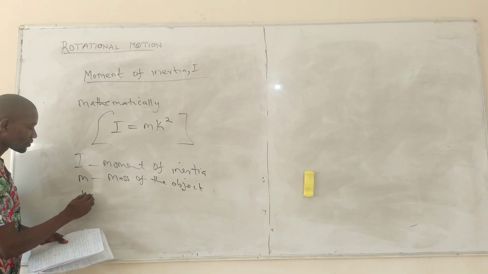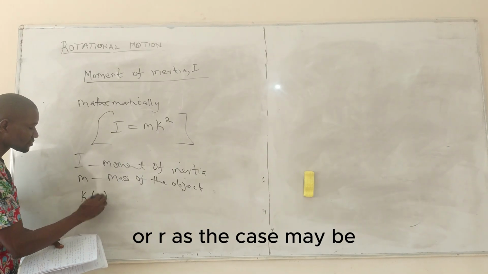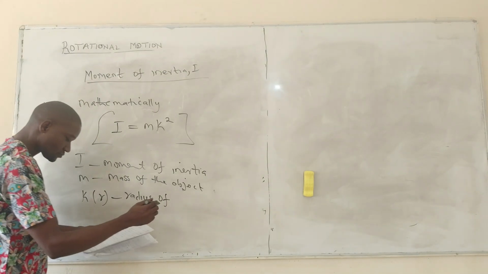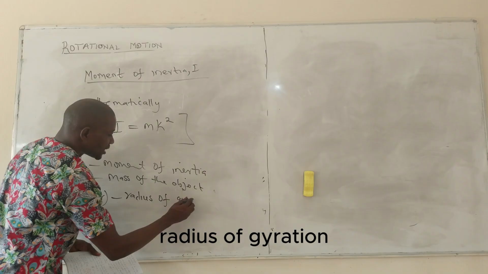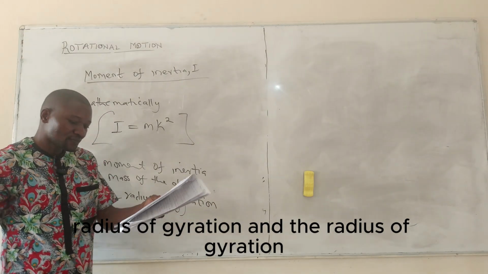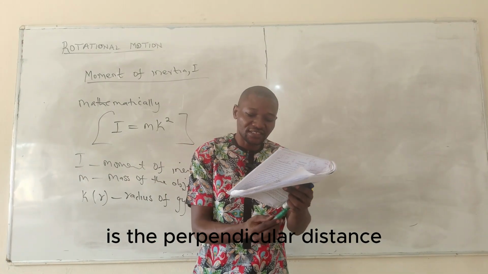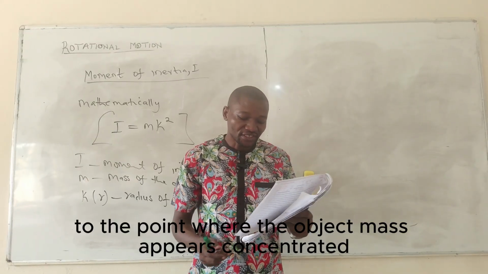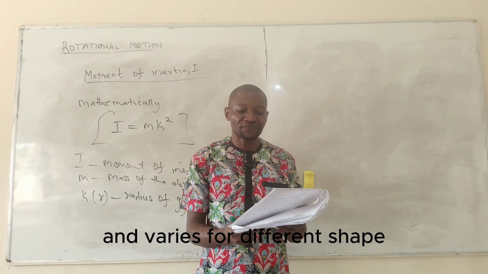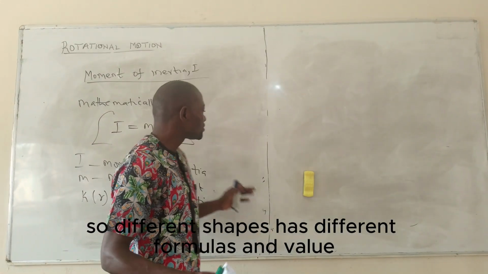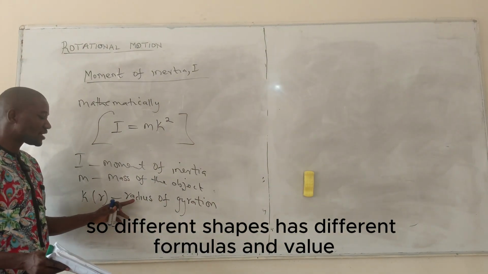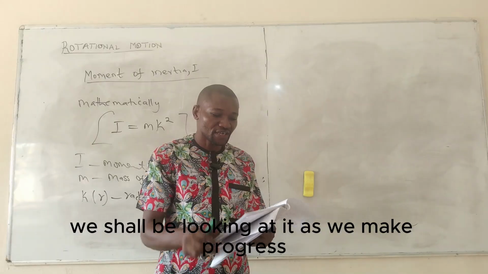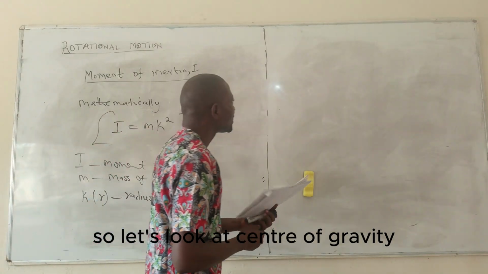K, or R as the case may be, is the radius of gyration. And the radius of gyration is the perpendicular distance from the axis of rotation to the point where the object mass appears concentrated. And it is measured in meters and varies for different shapes. So different shapes have different formulas and values for radius of gyration. We shall be looking at it as we make progress. So let's look at center of gravity.